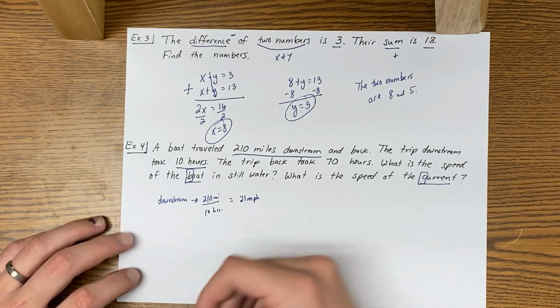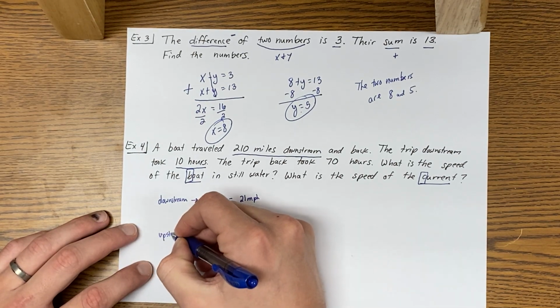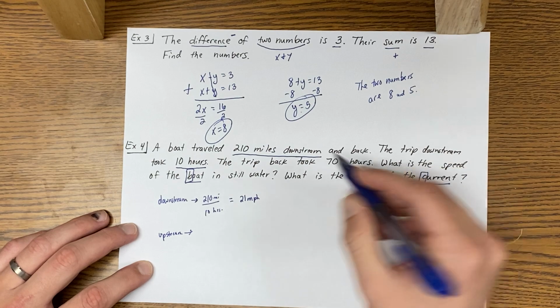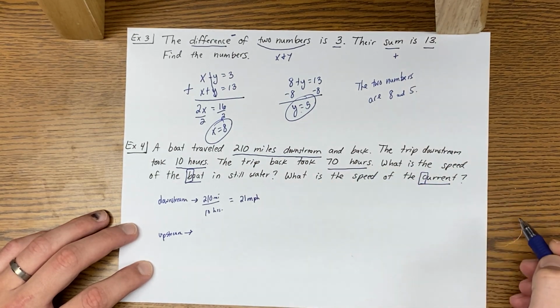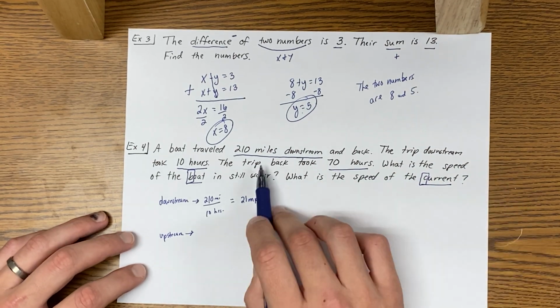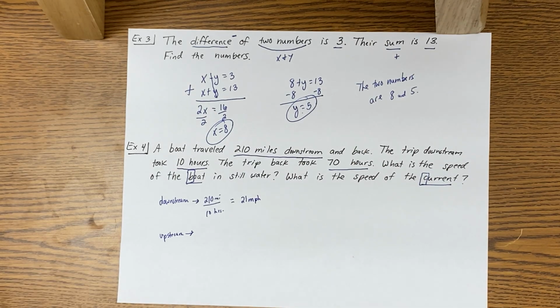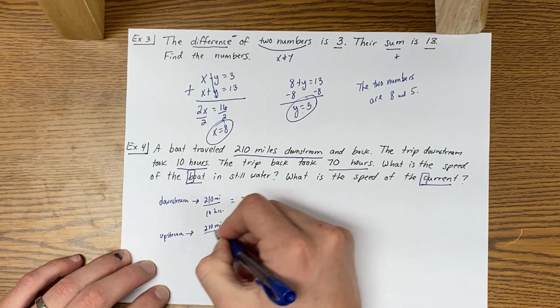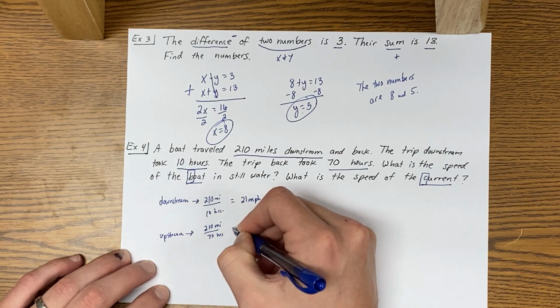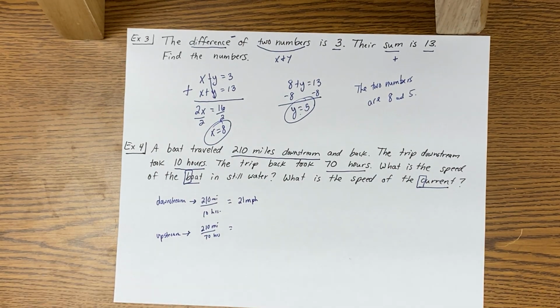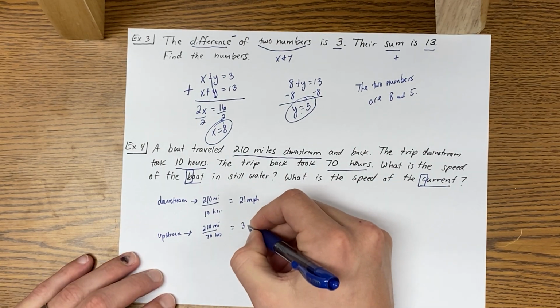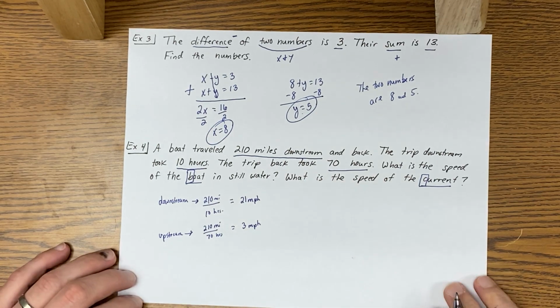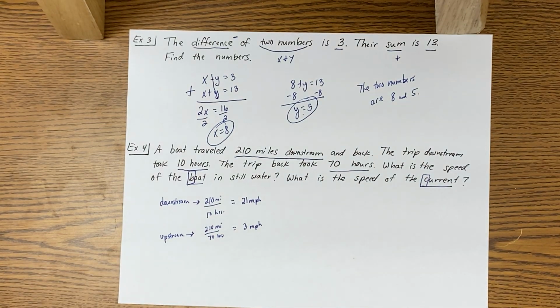Okay, the trip back, or we could say upstream, the trip back took 70 hours, and the miles is still the same. We're traveling 210 miles downstream and back, so it took 70 hours. So we know the distance is still 210 miles, but now it takes 70 hours. So we do 210 divided by 70, and we get 3 miles per hour. Now we know our speeds downstream and upstream.